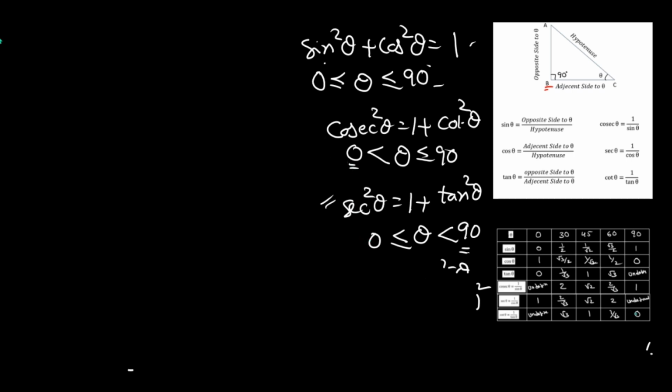There's a problem showing that, prove that secant A into 1 minus sin A.